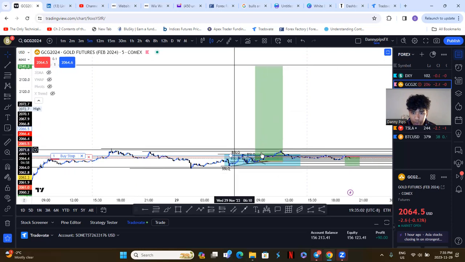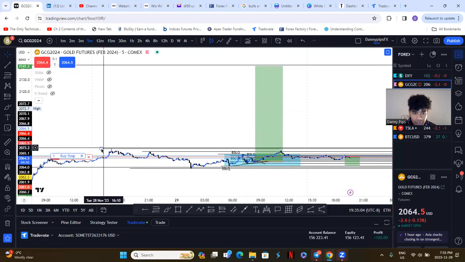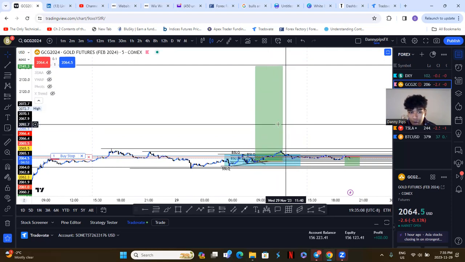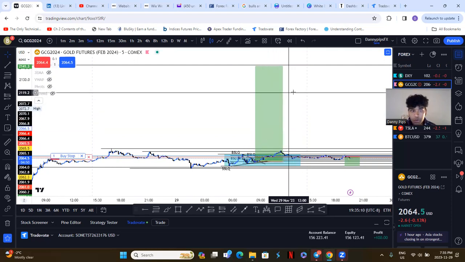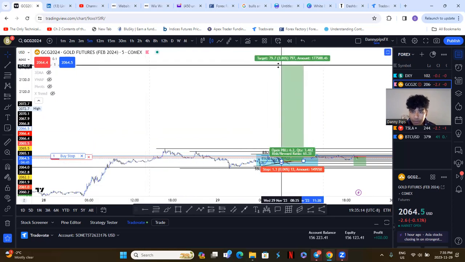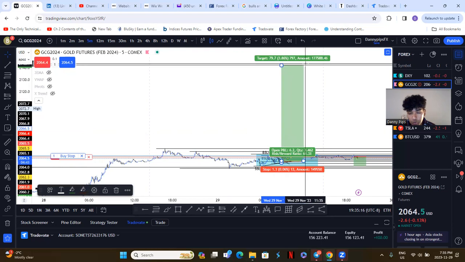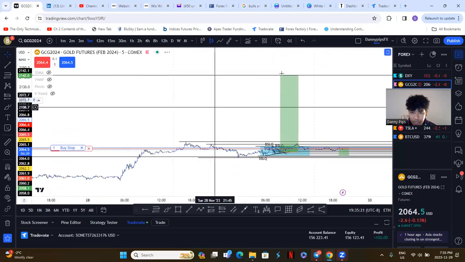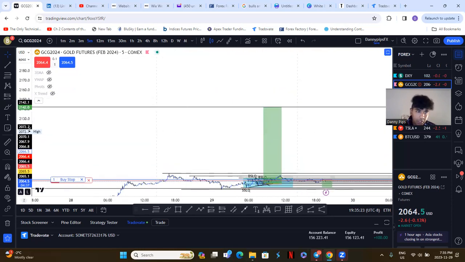If gold can get above this blue box and stay above all of these levels, then I would predict that it will continue going up into this next daily level. And then from this level, if it can get up here, then we'll see some bearish pressure coming in. If it gets above that level, then we could continue going.